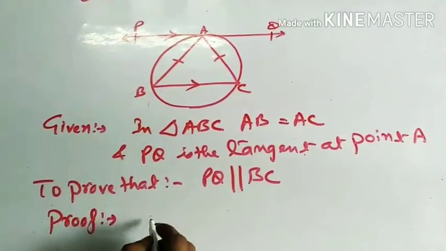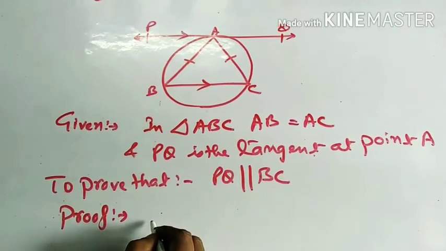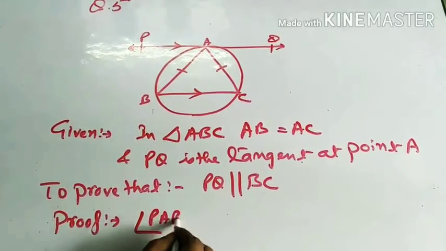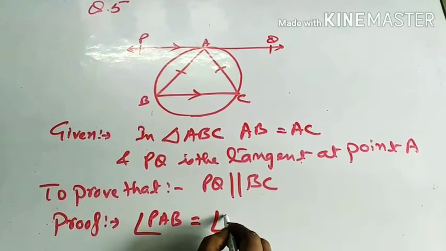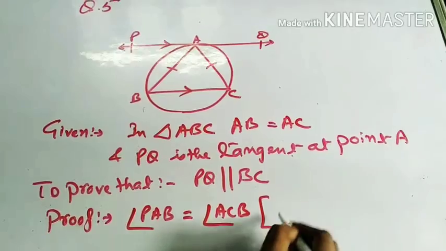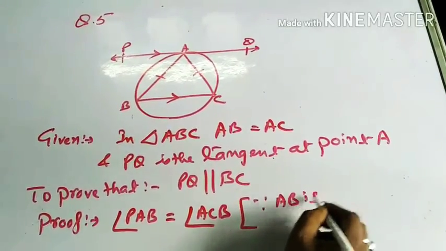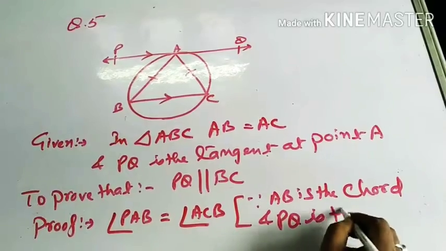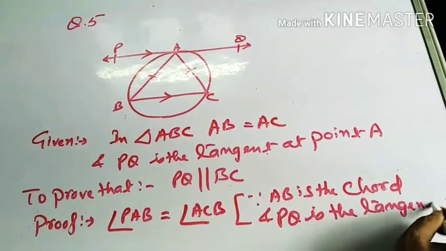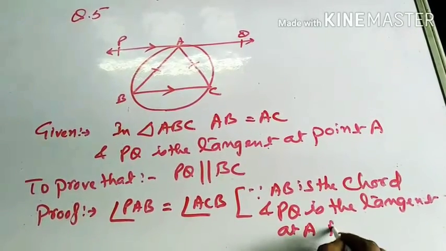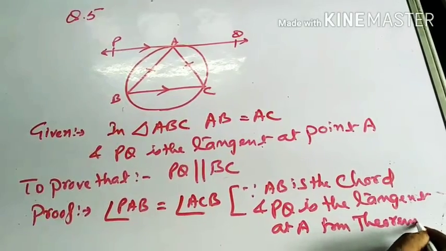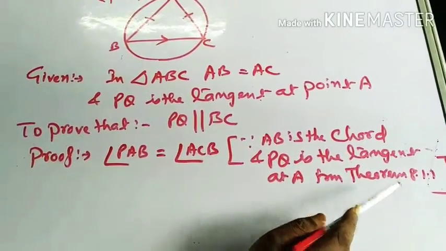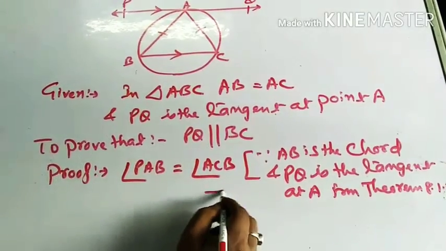Proof. Angle PAB is equal to angle ACB, since AB is the chord and PQ is the tangent at A, from theorem 8.1.1. Remember, student, in the examination hall you have to write the whole theorem. So this is equation 1.